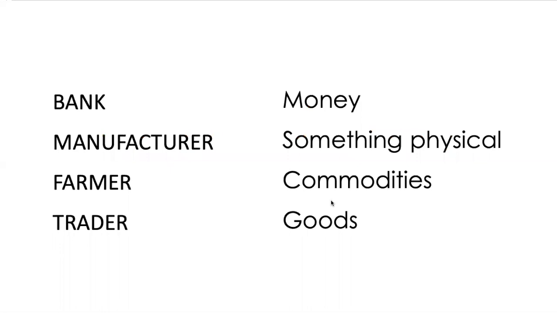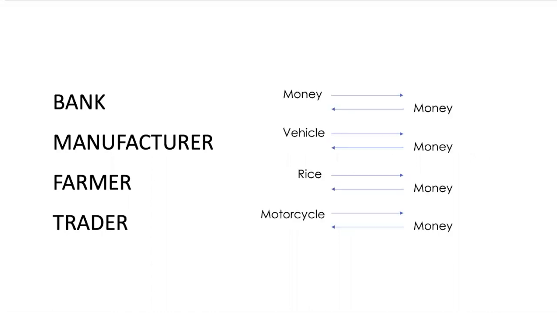Now, when we look at a bank, a manufacturer, a farmer, a trader, we would see what their major activities are. A bank would be involved in exchange of money only. A manufacturer would be someone who makes something physical, and by way of selling it, would attempt to earn some money. A farmer would be someone who would like to grow commodities. Again, the objective would be to sell these commodities and earn some money. A trader would be someone who would buy some goods and services and sell them on to earn some money.